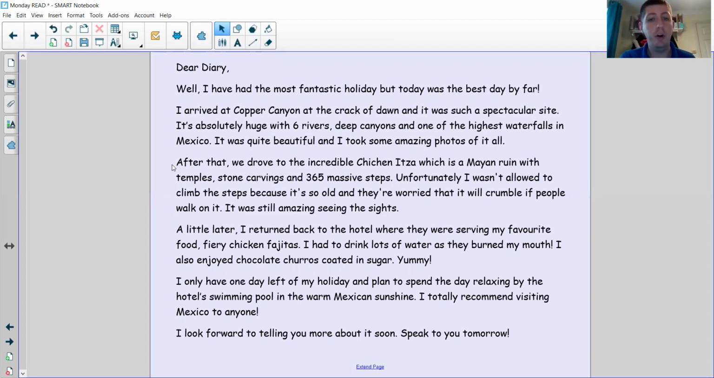After that, we drove to the incredible Chichen Itza, which is a Mayan ruin with temples, stone carvings, and 365 massive steps. Unfortunately, I wasn't allowed to climb the steps because it was so old, and they're worried that it will crumble if people walk on it. It was still amazing to see the sights.